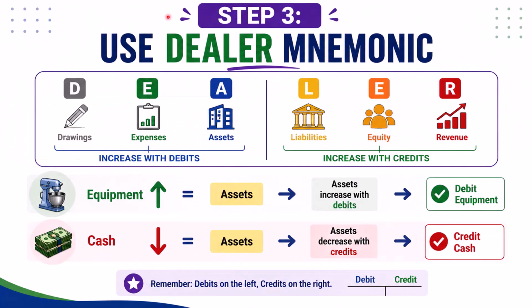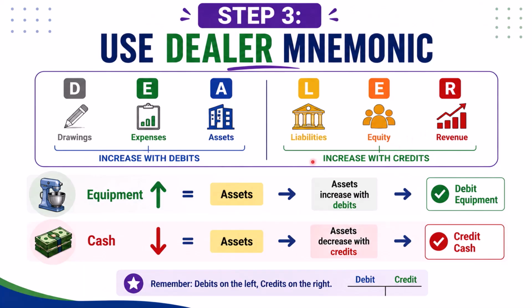For step 3, we use the dealer mnemonic. The first 3 letters, drawing, expenses, and assets, refer to accounts that increase with debits and have a normal debit balance. The last 3 letters, liabilities, equity, and revenue, represent accounts that increase with credits.